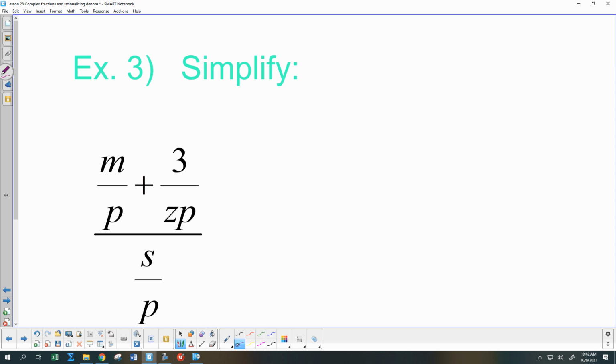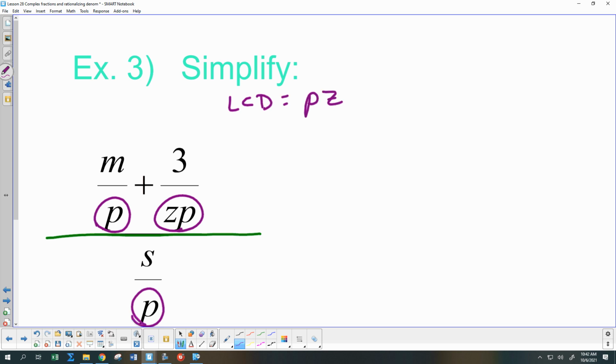This way, all I have to do is say that here is my main fraction bar, and then I look at all of my little fractions. This has a denominator of p, so does this one, and this one has zp, so my LCD of those is going to be zp or pz, whichever way you want to write it. So I am going to multiply that whole problem by pz over pz, so I'm just multiplying by 1. If it helps me not make mistakes, I can think of each of those as a fraction over 1.